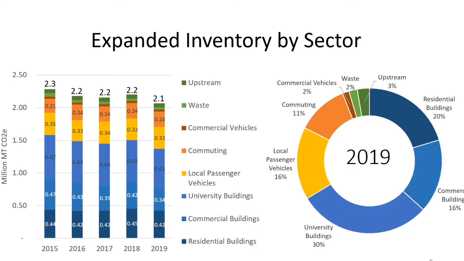This slide illustrates where our community's emissions come from. We know buildings account for roughly 2/3 of our community's emissions, with passenger vehicles accounting for over a quarter of emissions. The remainder is accounted to commercial vehicles, waste, and upstream emissions. The left graph illustrates year-to-year changes in emissions by sector, with the top values representing the total emissions each year. There are some changes from year to year. This is mostly due to changes in consumption in electricity and natural gas that are weather dependent.